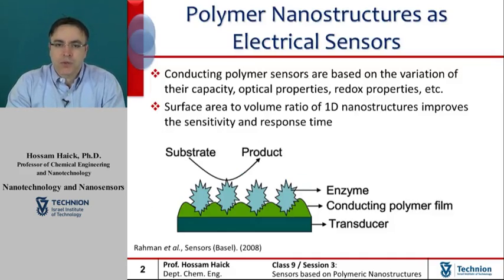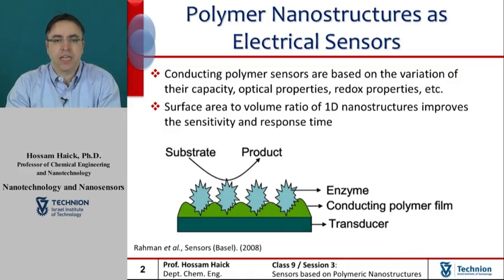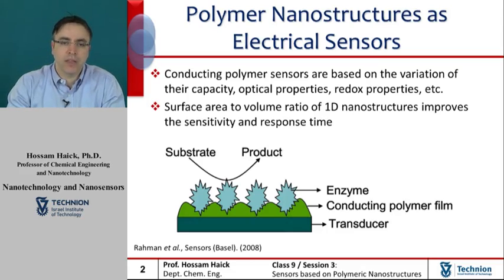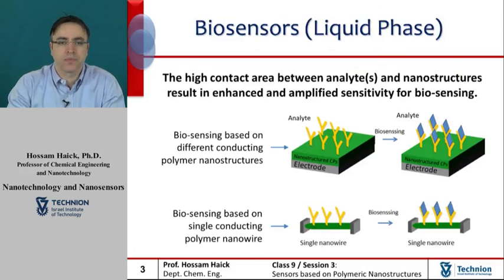Conducting polymer sensors are based on the variation of their capacity, optical properties, redox properties, etc. The sensitivity of a conducting polymer-based sensor is primarily determined by the difference in a specific property before and after exposure to a target molecule. The specific surface area of conducting polymers plays a key role in determining the sensitivity of the sensor.